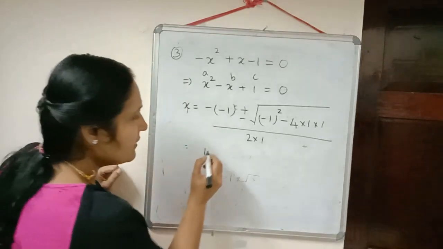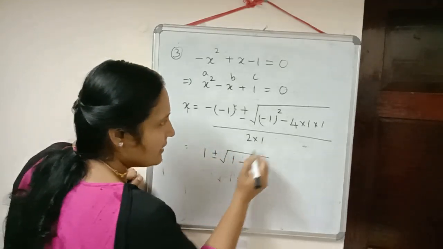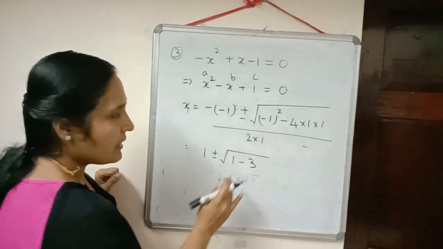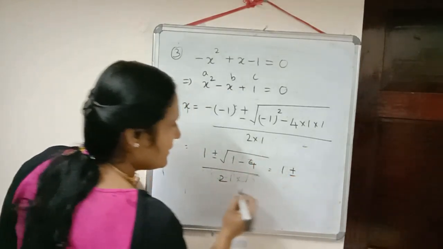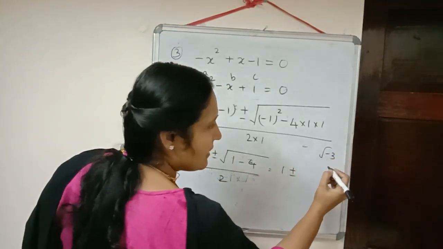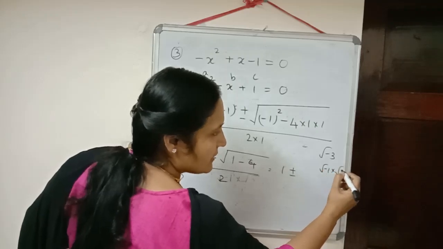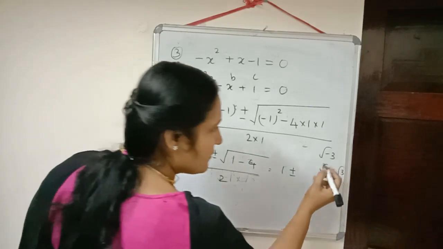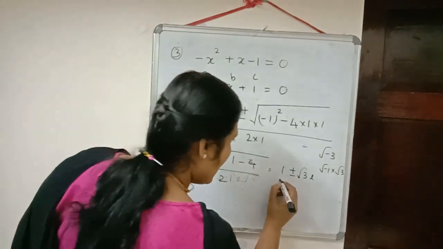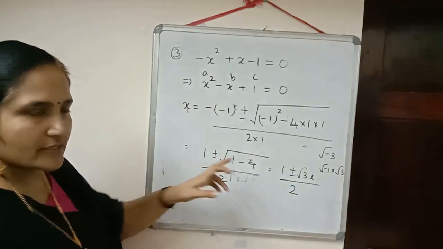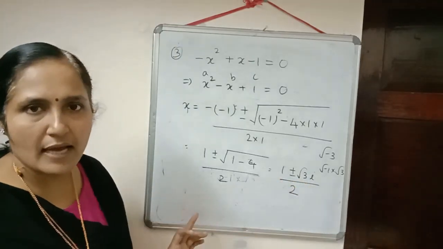So 2 into 1. Minus into minus will be equal to plus. So we are getting here 1 plus or minus square root of minus 1 the whole square 1 minus 4 by 2. So 1 plus or minus square root of minus 3 will come, and square root of minus 3 how can we rewrite? Square root of minus 1 into square root of 3. And square root of minus 1 is i. So we can write directly here root 3i by 2. So this is the answer. First answer will be equal to 1 plus root 3i by 2. Second one, 1 minus root 3i by 2.